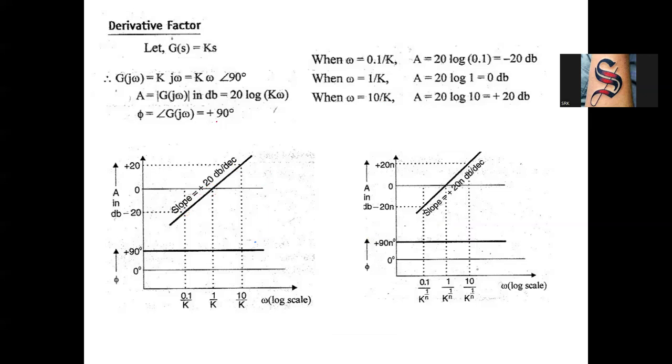And what about the phase angle? Even as the frequency changes from 0 to infinity, the phase angle is always fixed, plus 90 degrees only. Okay, I hope you can see the difference between the integral factor and the derivative factor. For the integral factor, the slope is always minus 20 decibels per decade, and the phase angle is minus 90. For the derivative factor, the magnitude slope is always plus 20 decibels per decade, and here the phase angle is plus 90.